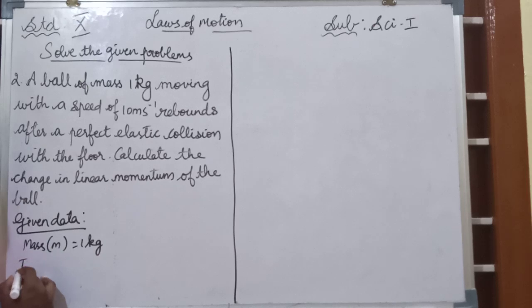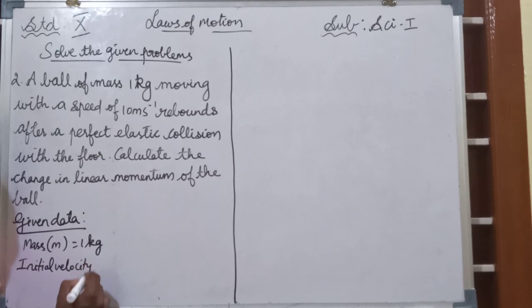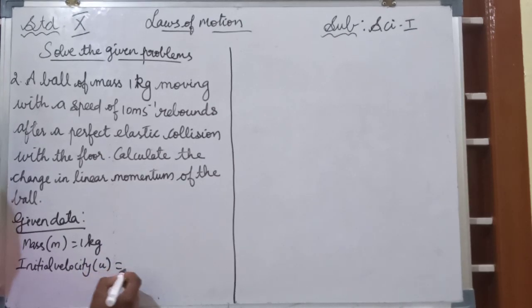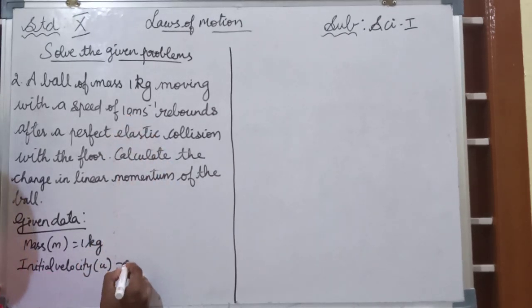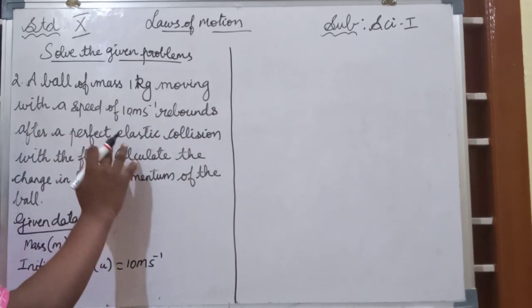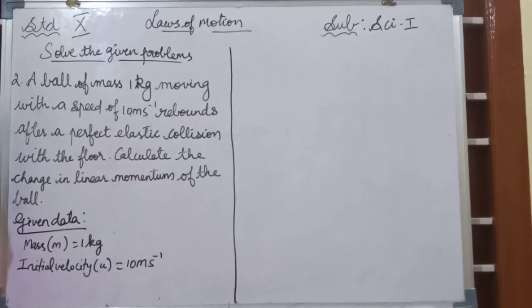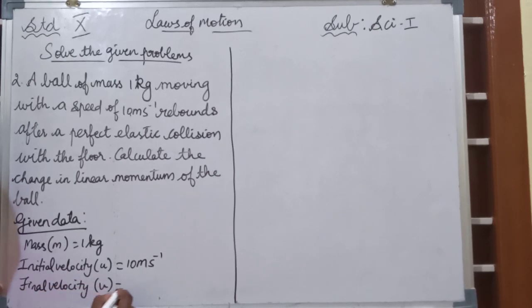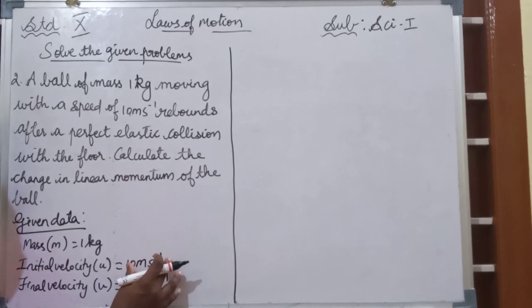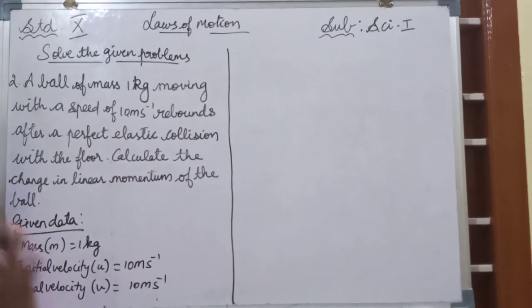So, what is the initial velocity? You all know what letter we use to represent initial velocity, which is u. So, the initial velocity is 10 m/s, and it rebounds after a perfect elastic collision, that is the final velocity. So, final velocity v is equal to 10 m/s. I told you it rebounds with the same speed, so that's why I have written 10 m/s.